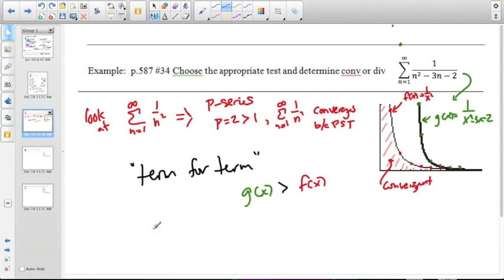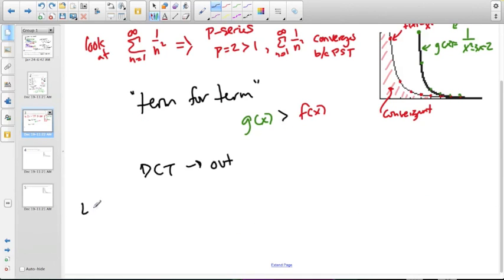So the direct comparison test is out as a method of comparison. So we have to do the limit comparison test.